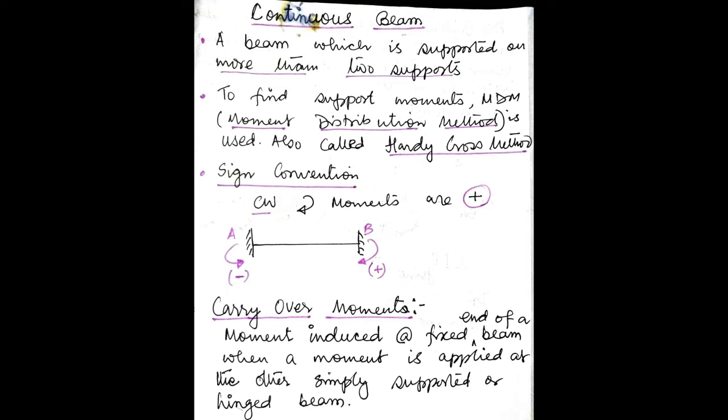One more thing, when we try to denote the moment at A, we write it as MAB. When we try to denote the moment at B, we write MBA, this way. You will understand once we proceed with the example.